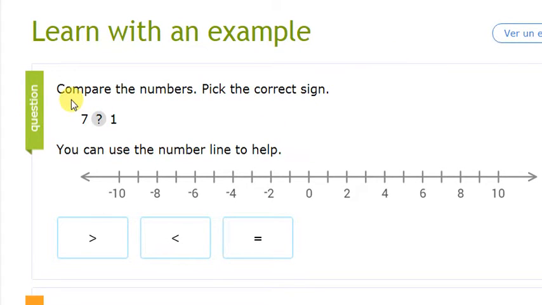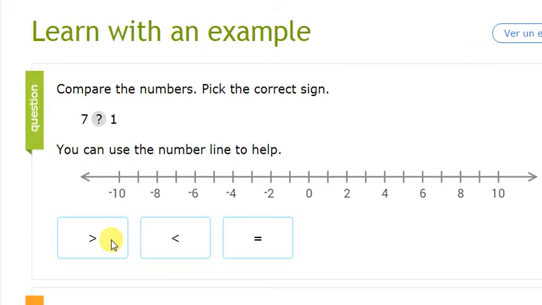What is the question? Compare the numbers, pick the correct sign. As you know, there are three signs when we talk about comparisons normally. This is the less than sign, this is the greater than sign, and this is the equals sign. To remember this, I can give you a hint: you have to put the sign according to where its mouth opens, there should be a large number, and where its mouth is closed, there should be a smaller number.